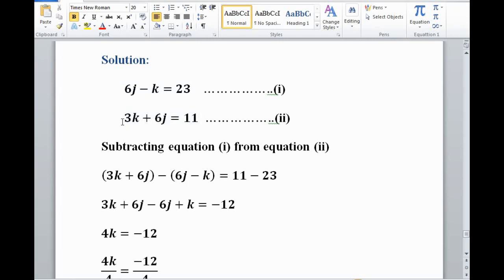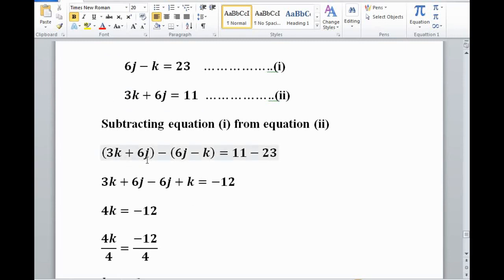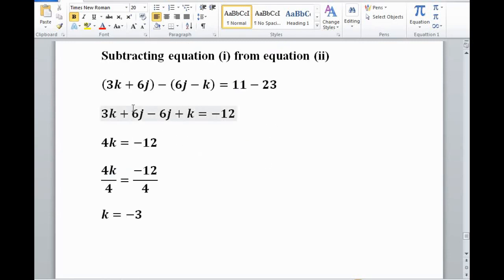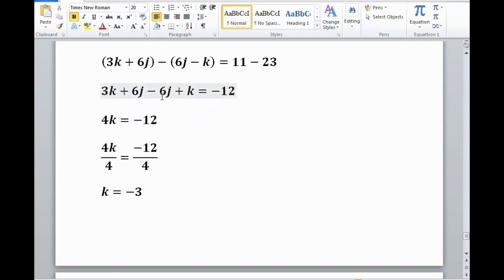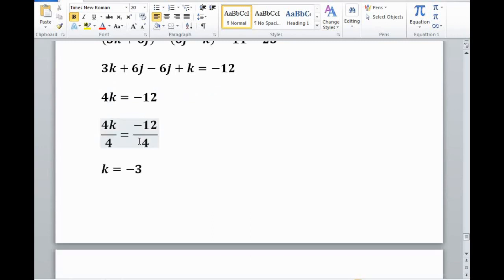So to eliminate j, let's subtract equation 1 from equation number 2. So first I will write left side of the equation 2, which is 3k plus 6j, minus left side of the equation 1, 6j minus k, equals right side of the equation 2, 11, minus right side of the equation 1, 23. Simplify. So 3k plus 6j, negative 6j, minus multiplied by minus, we get plus k equals 11 negative 23 will give us negative 12. Next step, positive 6j, negative 6j will cancel out. 3k plus k, we get 4k equals negative 12.